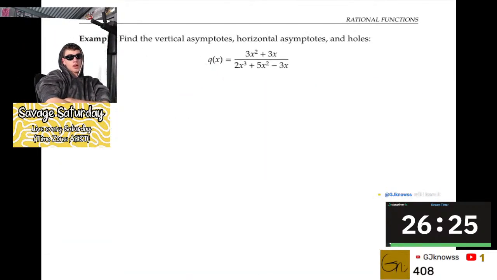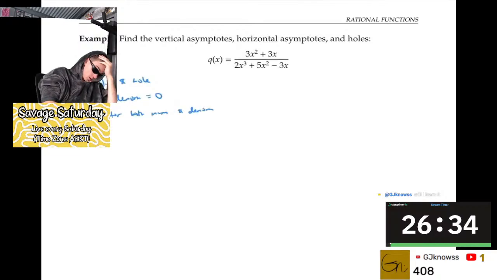Please pause the video and take a moment to find the vertical asymptotes, horizontal asymptotes, and holes for this rational function. To find the vertical asymptotes and holes, we need to look at where the denominator is 0. In fact, it's going to be handy to factor both the numerator and the denominator, since if there are any common factors, we might have a hole instead of a vertical asymptote.